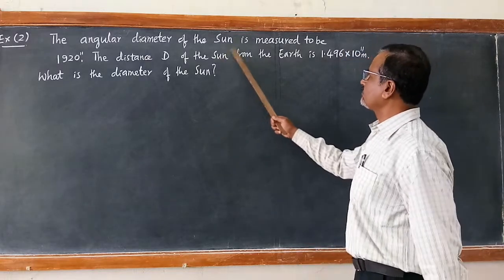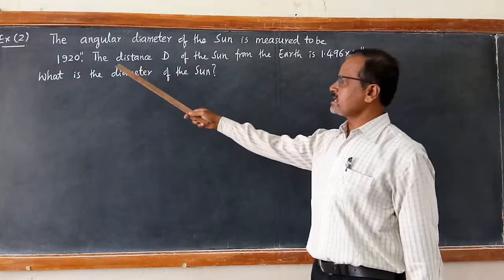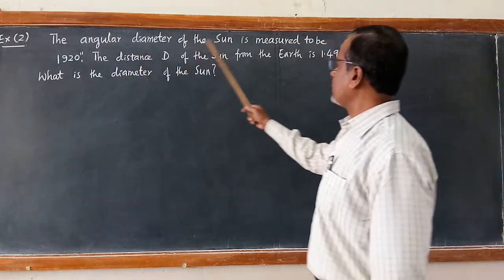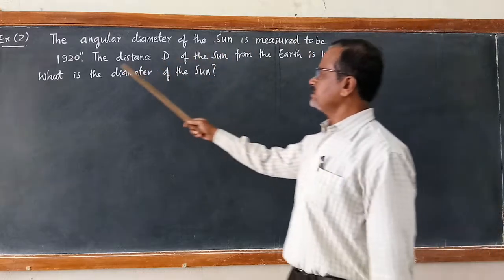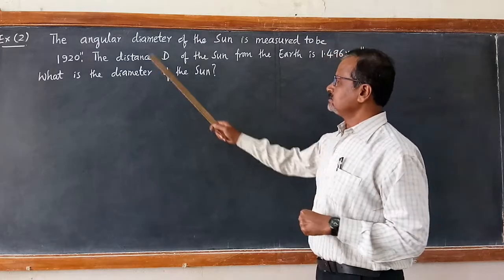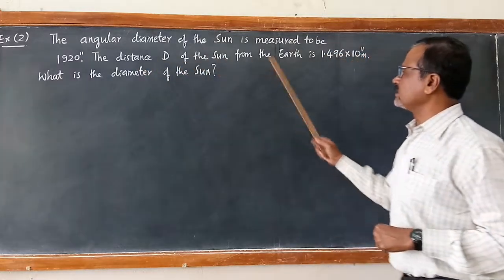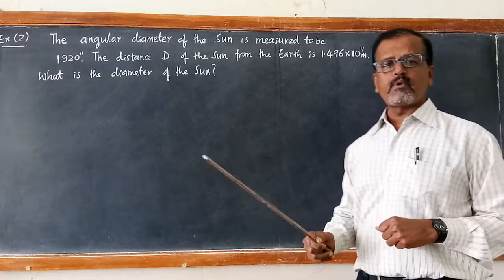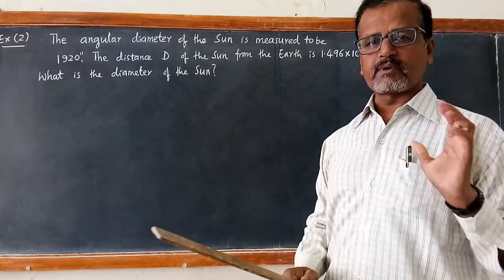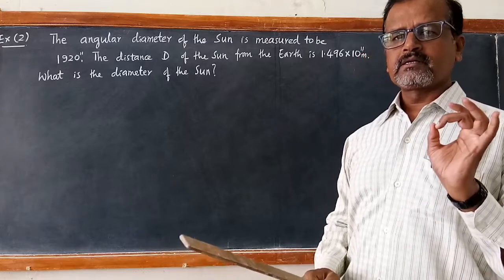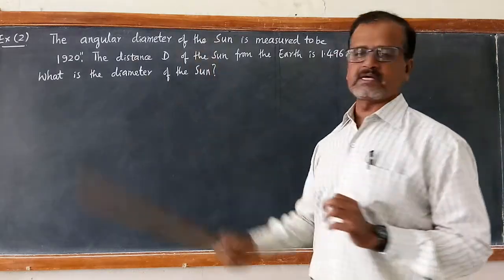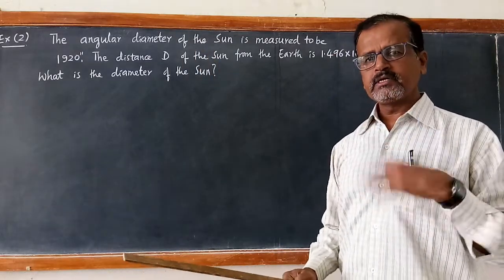The problem is like this. The angular diameter of the sun is measured to be 1920 seconds of arc angle. The distance d of the sun from the earth is 1.496 into 10 raised to 11 meter, approximately 15 crore kilometer. What is the diameter of the sun? You are asked to find out the diameter of the sun.